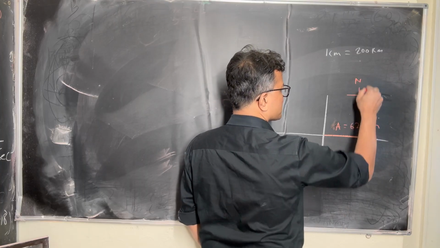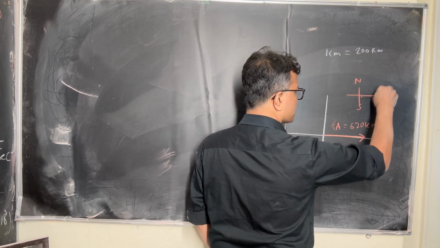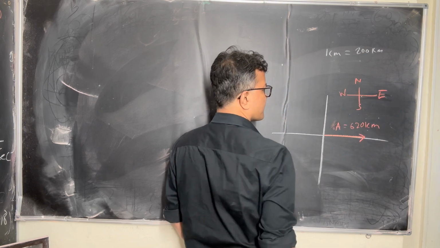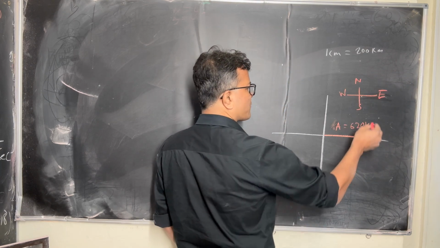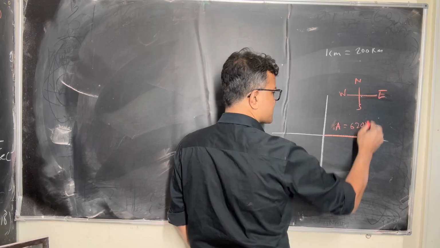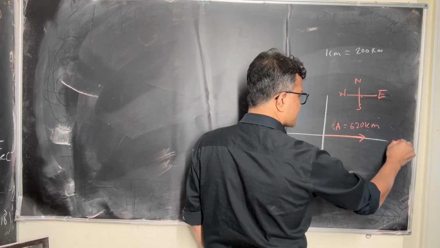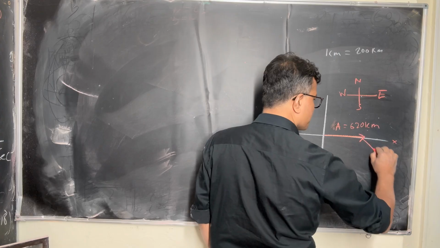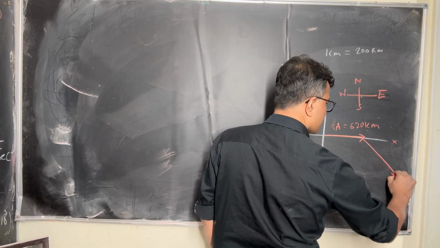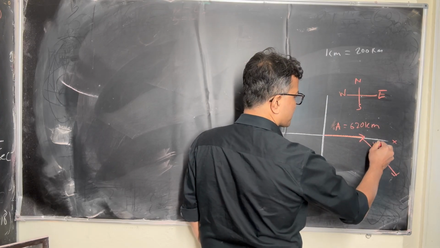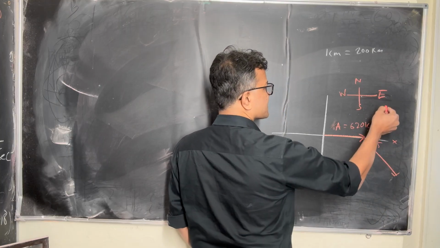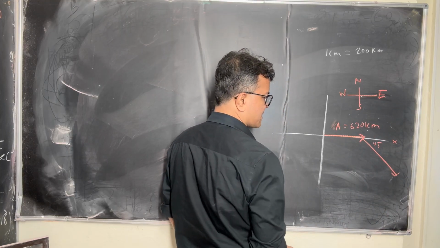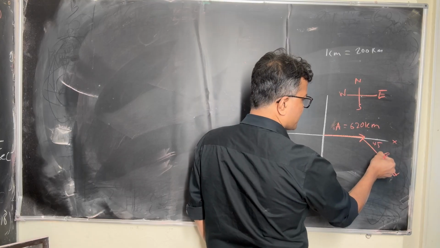Remember, this is north, this is south, and this is east, this is west. So I ask you to go 45 degree southeast. So this is X, and 45 degree southeast means this. Okay, so this is 45 degree southeast, and that vector is 440.